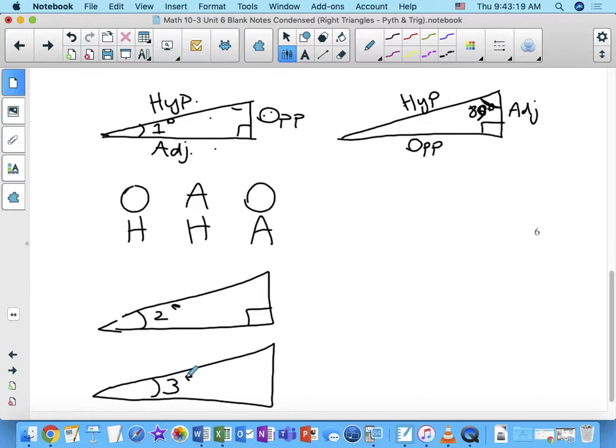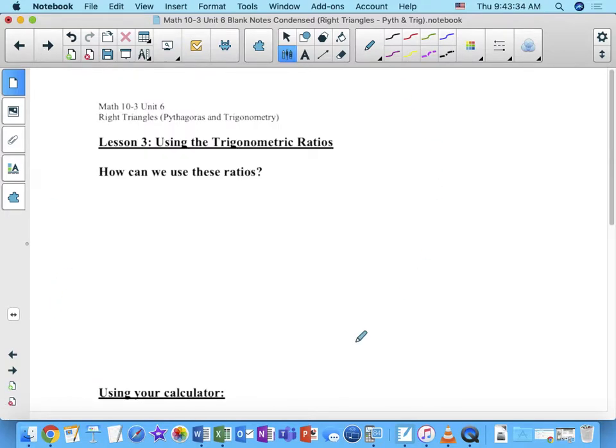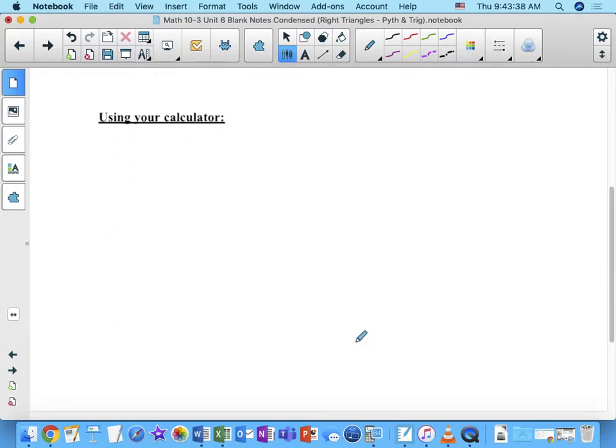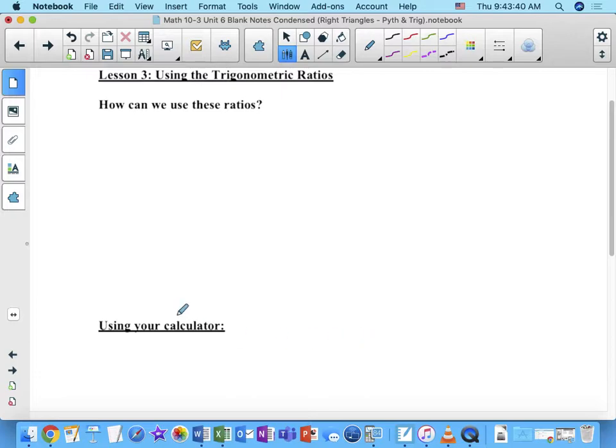And so what we're going to learn to do today is how do we use this storage of information to solve problems? Okay, flip over the page. I talked about this a little bit already. Okay, so how do we use these ratios?